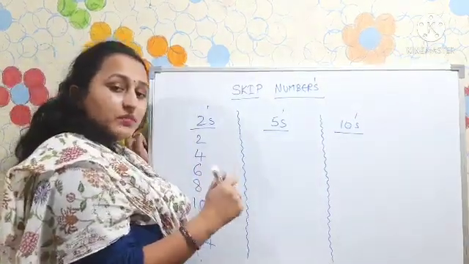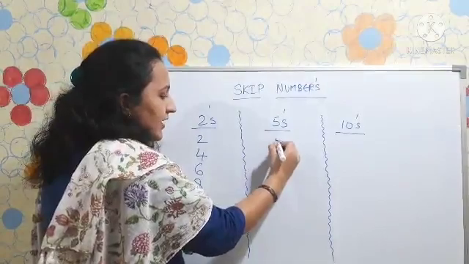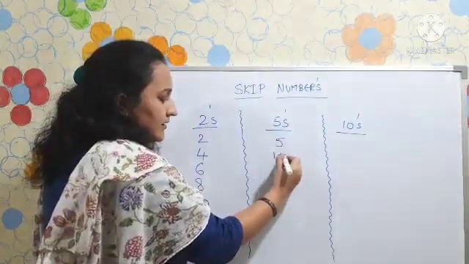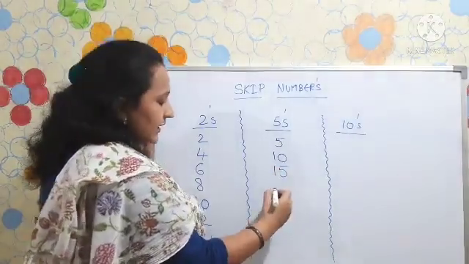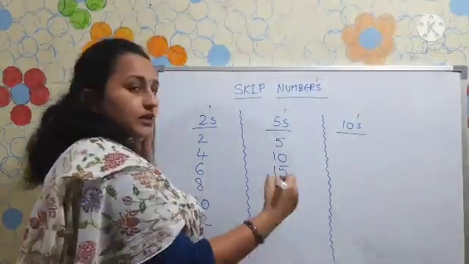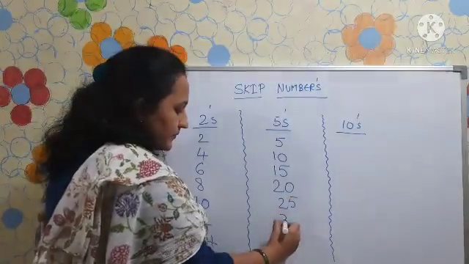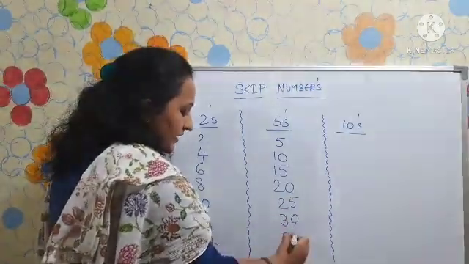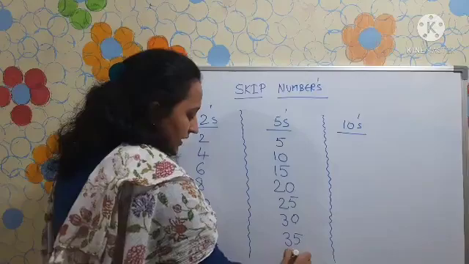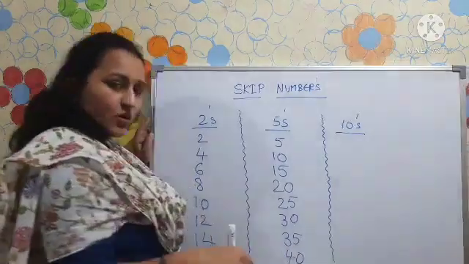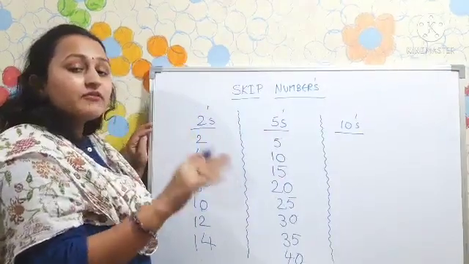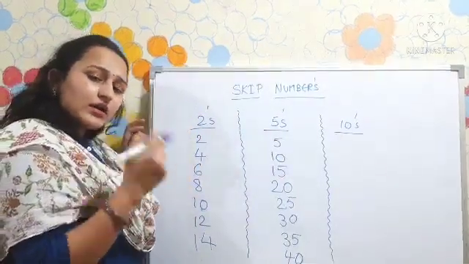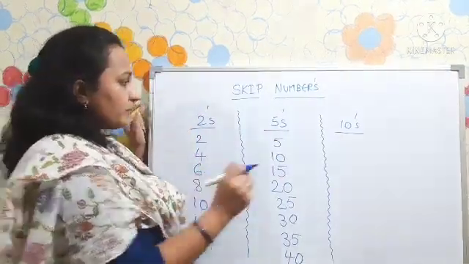Now let us write skipped numbers of 5. 5, 10, 15, 20, 25, 30, 35, 40 and so on. So on means 45, 50, 55, 60. You can count more and more.